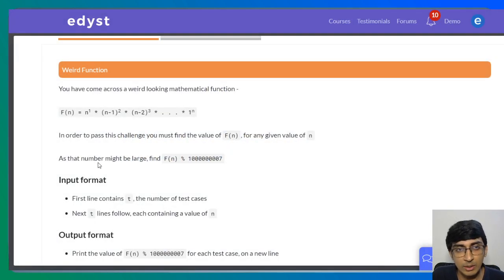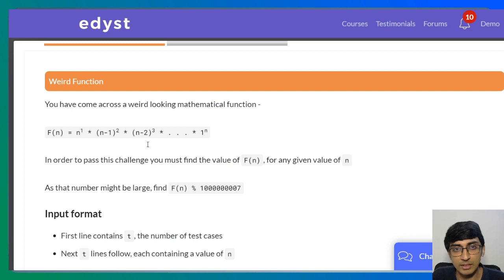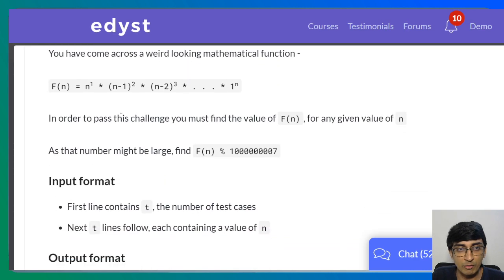So you have come across a weird looking mathematical function. F of n is equal to n raised to 1 into (n minus 1) the whole square into (n minus 2) the whole cube into so on, all the way up to 1 raised to n. So what's happening is that the base is decreasing by 1 and the exponent is increasing by 1.